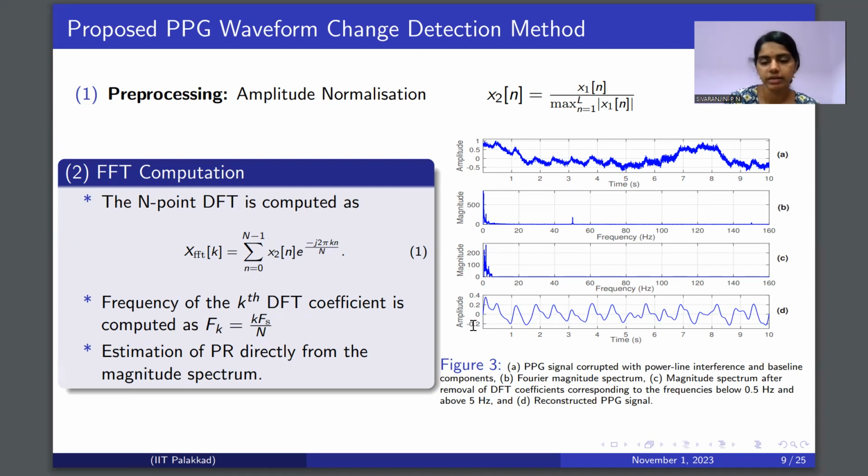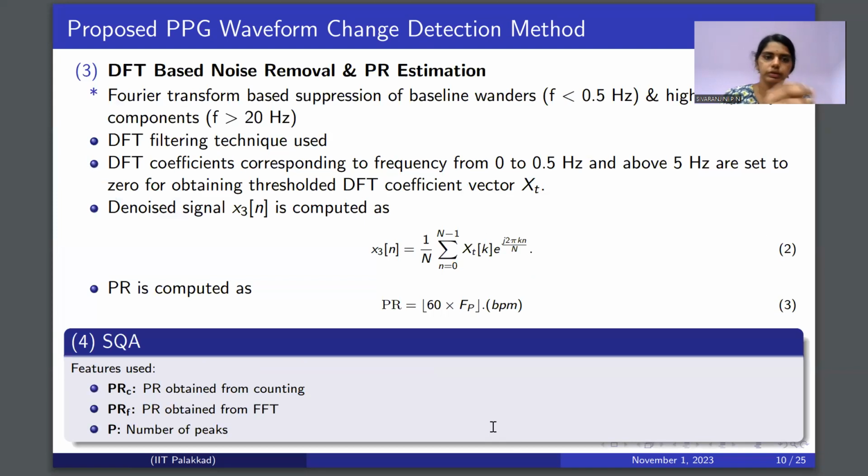And the inverse Fourier transform is used for reconstructing the PPG signal after removal of the unwanted frequency components. In figure D, as you can see, the power line interference and the baseline wander components have been removed, and we get a clean PPG signal. So this is discussed here.